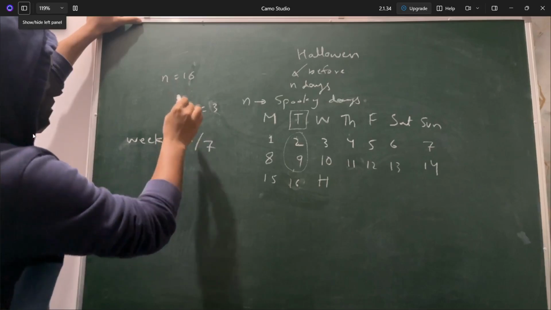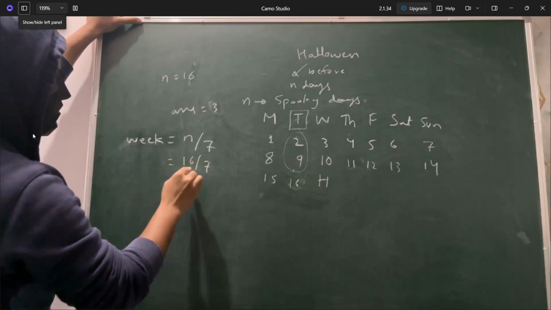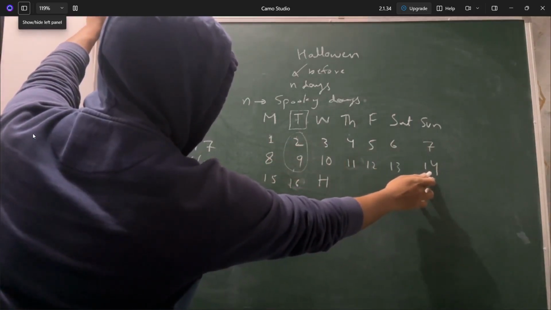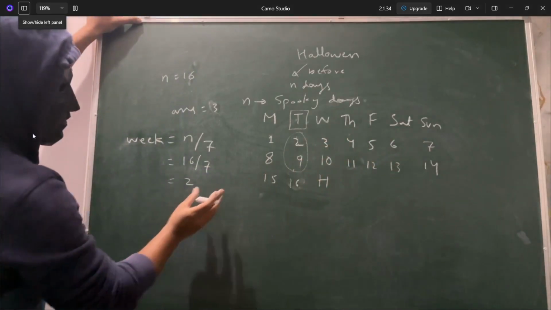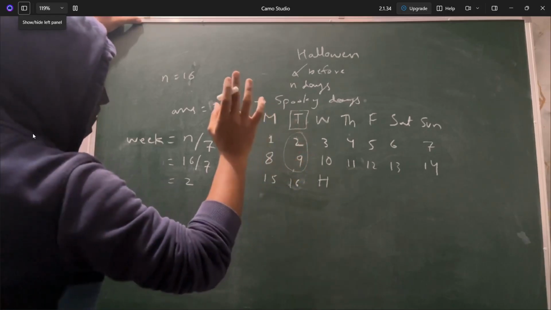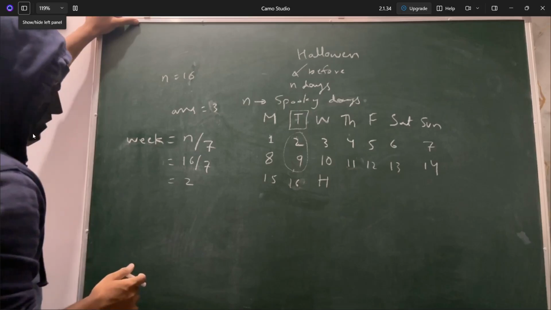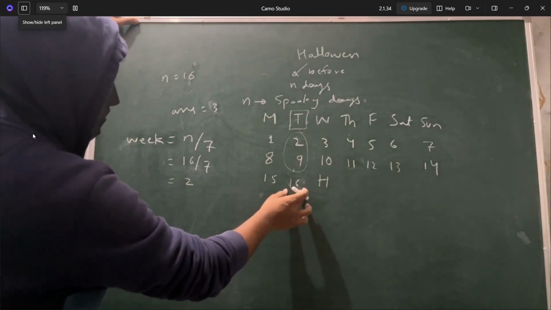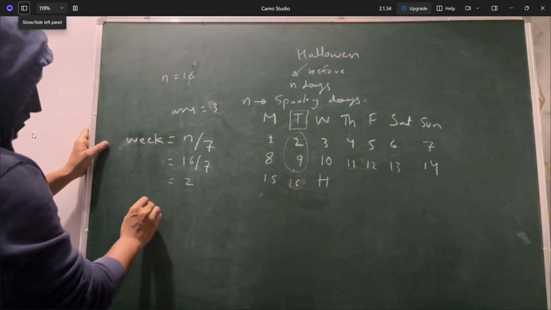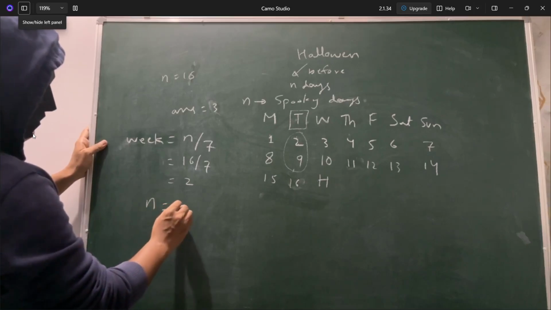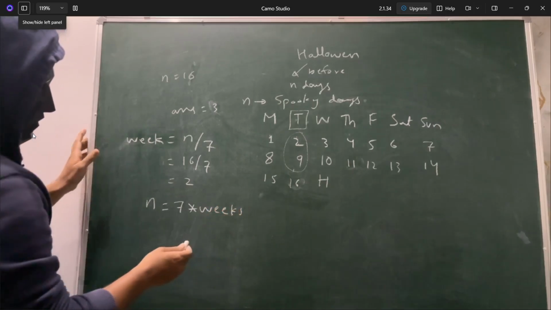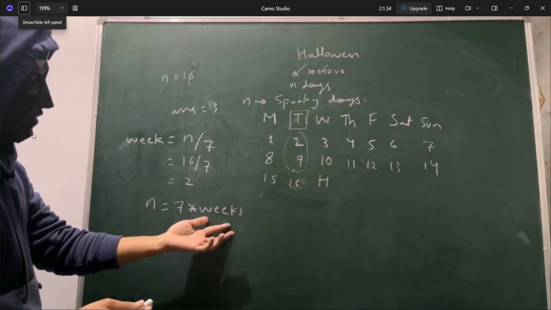If you think in this way, 16 by 7 will give you 2. So 2 complete weeks have happened, right? When 2 complete weeks have happened, that means 2 times he has visited, that is for sure. But since in this case our answer is 3, he visited still more days. So in n, I'll subtract this 7 into weeks. What does this mean? We have got 2 weeks, and in a week we have 7 days.